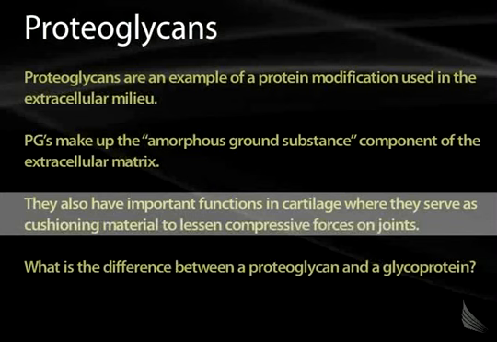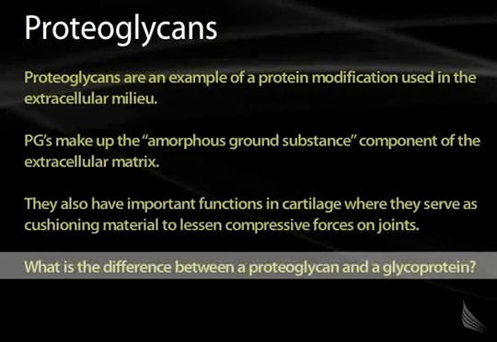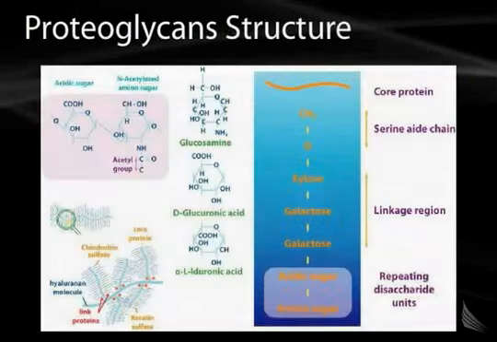Because these have so many carbohydrates on them, they're very hydrophilic. They attract and trap water, causing them to have a cushioning type consistency, and that functions very well when you need a cushioning effect, for example, in your joints. So what's the difference between a proteoglycan and a glycoprotein? And so here's a picture of what these might look like.